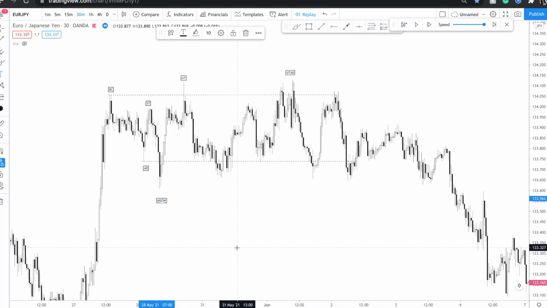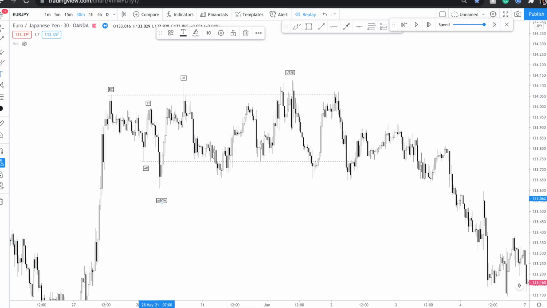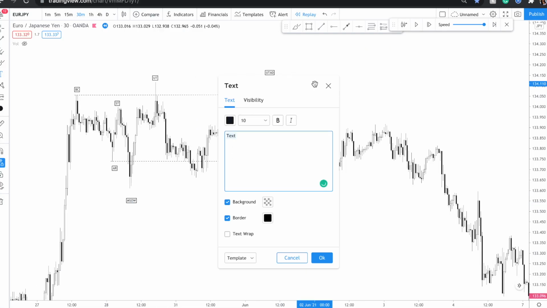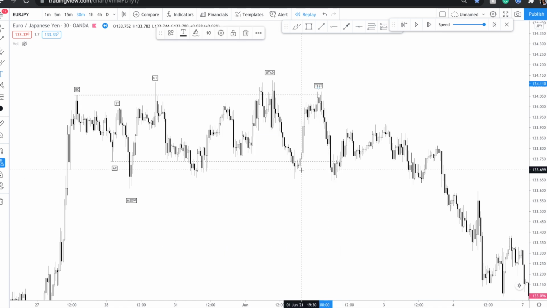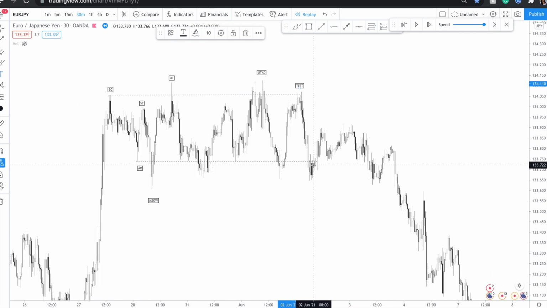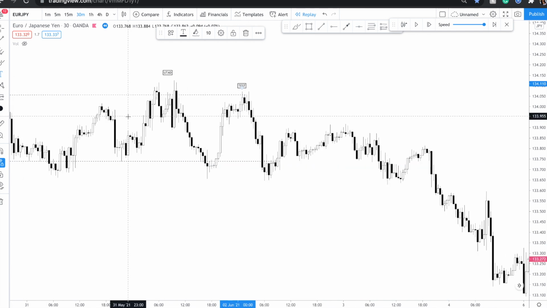Okay, so we have this and we have a UTAD. So at the end, what we're really looking for is our second test and our LPSY. Now personally, this is a test to me. I don't enter off a test unless it has a point of interest. So at this point, I'm going to start looking for my points of interest. What am I looking for? I'm looking for imbalance. I'm looking for an order block.